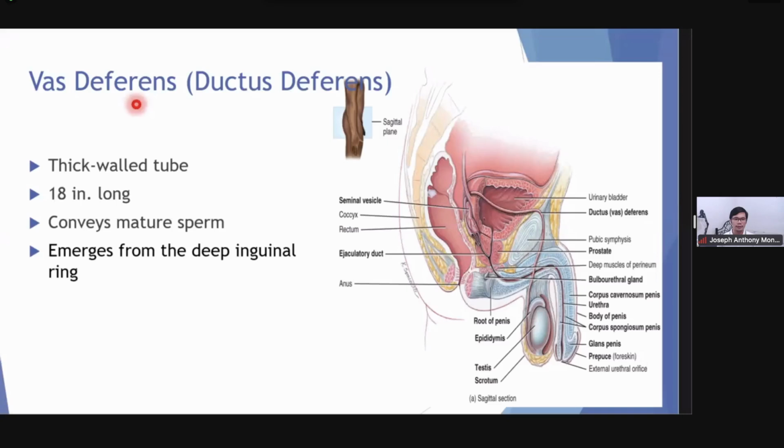No? Okay, so your vas deferens or your ductus deferens is a thick-walled tube. Again, as we've said earlier, it is about 18 inches long. Its main function is to convey the mature sperm. As we said earlier, the seminiferous tubules that produce your sperm will travel towards the duct of the epididymis, and that duct will taper down to the tail of the epididymis, and that tail will be continuous to your vas deferens or ductus deferens for the sperm to travel from the testis down the line for expulsion.